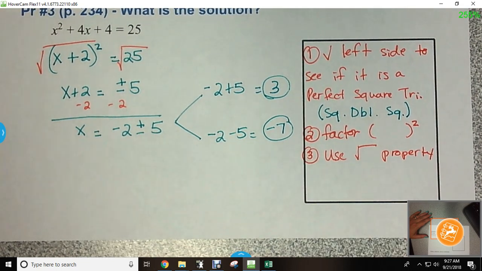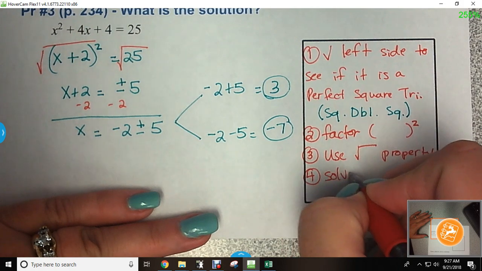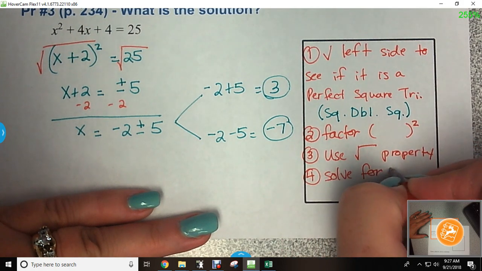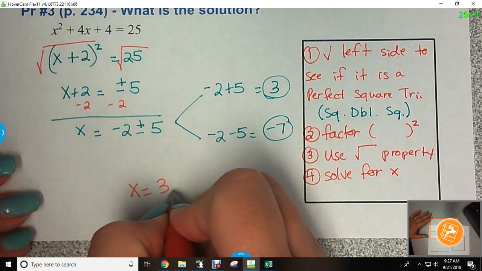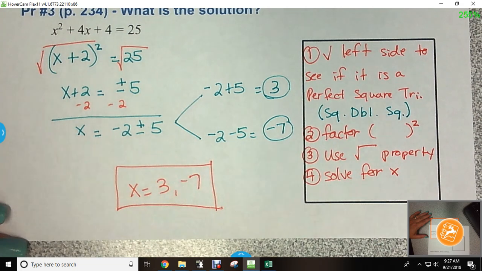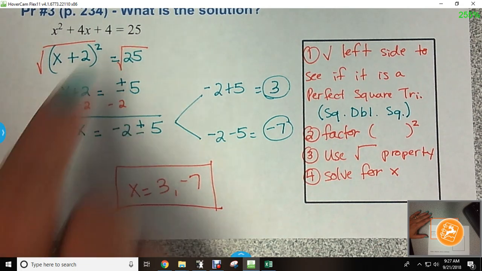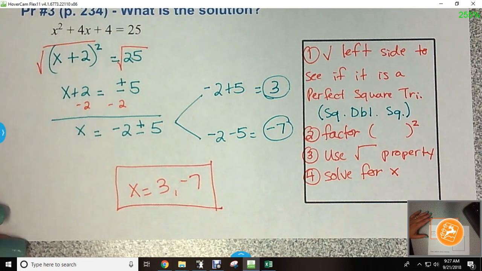Alright, so let's finish my steps over here to the side. I used the square root property, and 4, we solved for x. Okay, so my solutions: x equals 3 and negative 7. If you are going to check this on your graphing calculator, you're going to move your 25 over here so everything's on the same side, equal to 0, before you type it in.